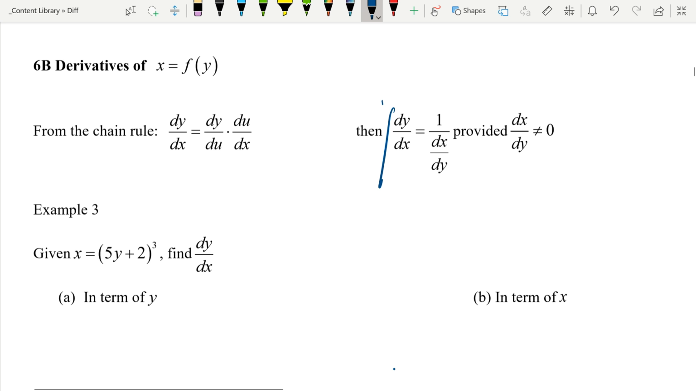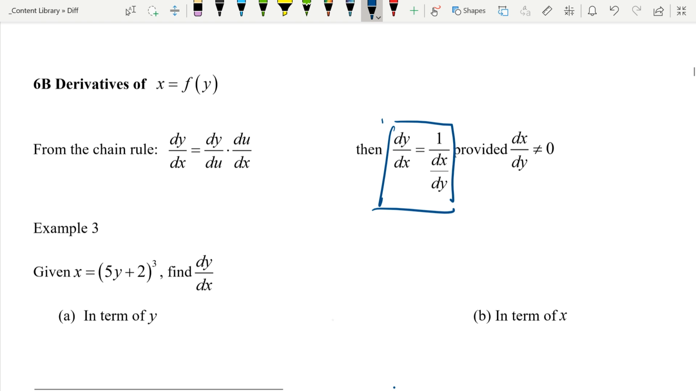The first thing is that the gradient dx/dy cannot be 0, because if it's 0, I have 1 over 0 and it doesn't make sense. So this is the most important thing we're going to learn today: 1 over dx/dy gives you dy/dx.